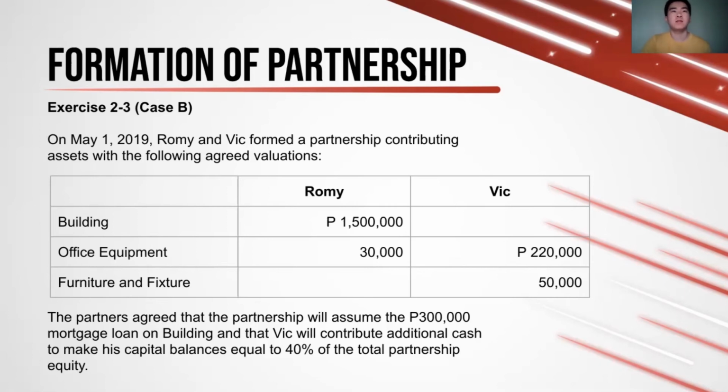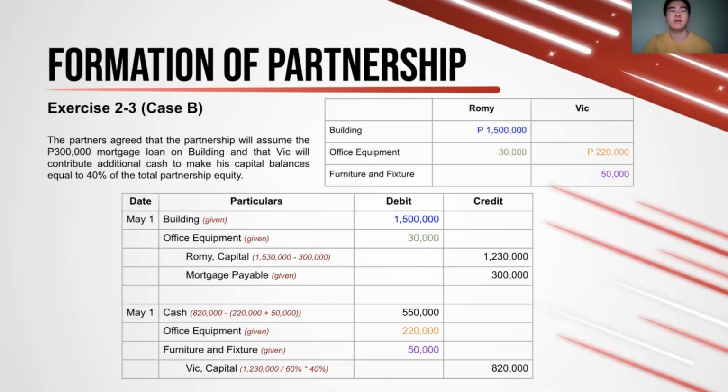Now let us provide this problem with a journal entry. So the first journal entry would be for Romy's investment in the partnership. So on the debit side, we debit building and office equipment. The values are already given in the problem statement. So 1,500,000 for building and 30,000 for office equipment. Now for the credit side is Romy's capital and mortgage payable.